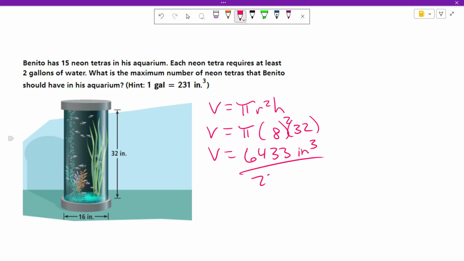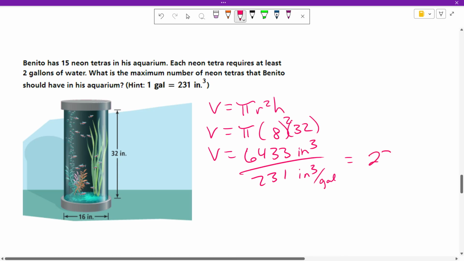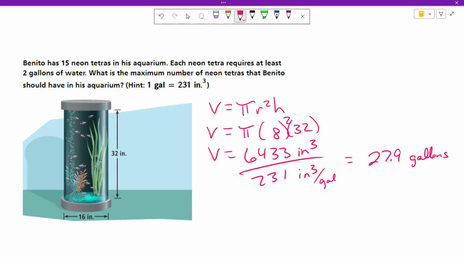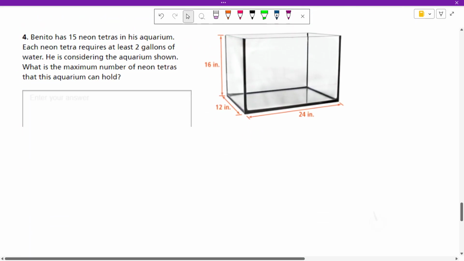If we divide it by 231, how many gallons do we have? 27.9 gallons. How many neon tetras should he keep in there? If each neon tetra requires 2 gallons of water, 13 would be safe. The 14th would be pushing it a little bit. The 15th, one might die.